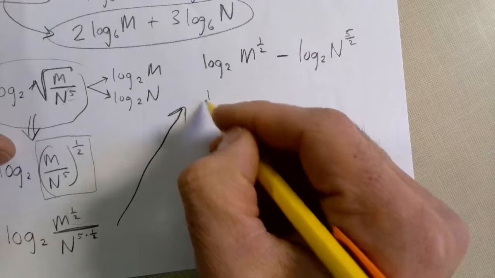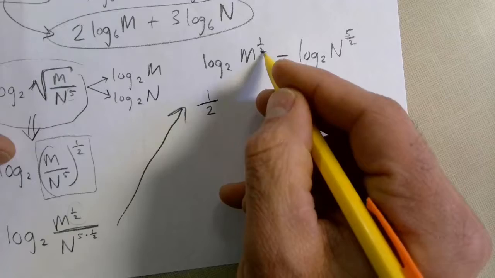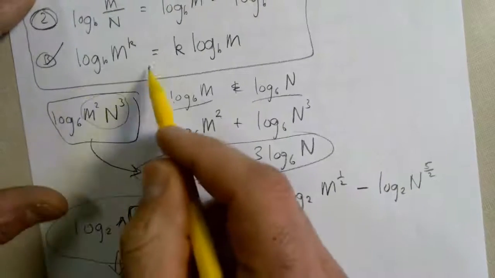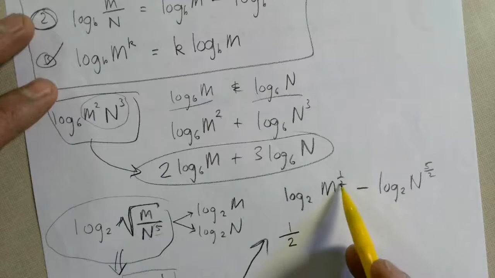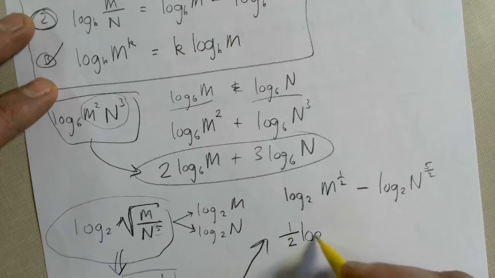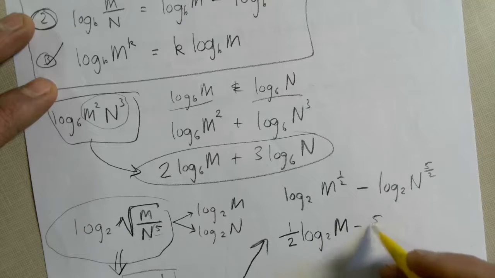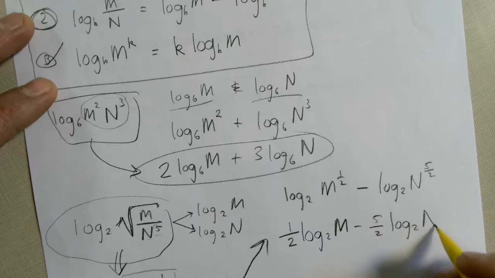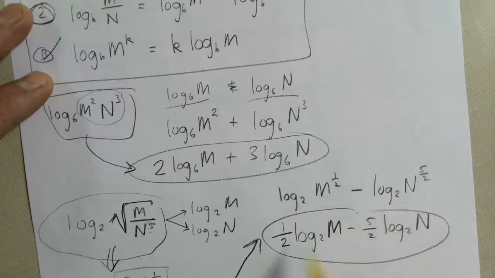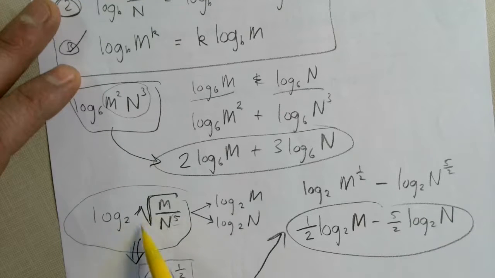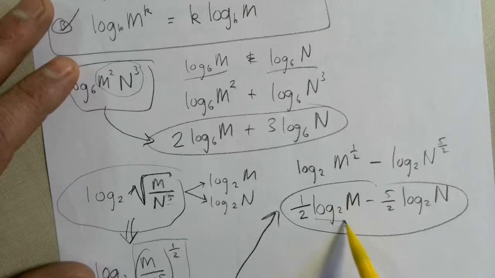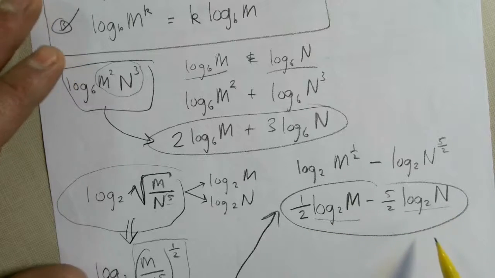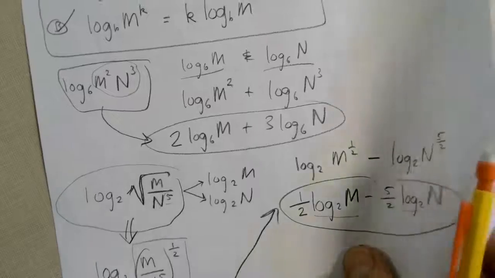Now we're going to rewrite it with the exponents according to law number 3. The exponent becomes a factor. So I'm going to take that half and bring it in front of the log, and I'll do the same thing with the other one. And that's the answer. We took the original log base 2 of the square root of m over n to the 5th power, and we re-expressed it more simply in terms of log of m and log of n. Okay, let's do a couple more, and you guys will be ready to go.